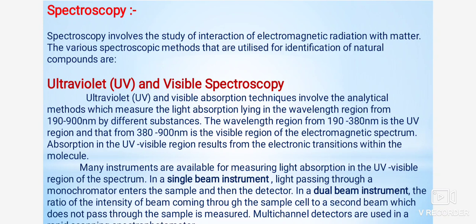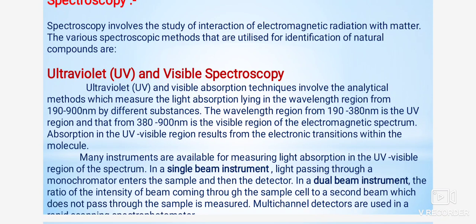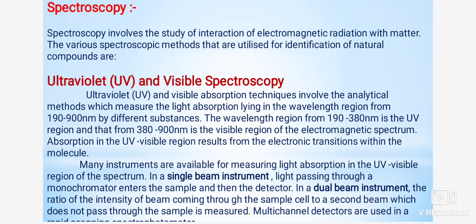Absorption in the UV visible region results from the electronic transitions within the molecule. Many instruments are available for measuring light absorption in the UV visible region of the spectrum. In a single beam instrument, light passing through a monochromator enters the sample, and then the detector. The next one is the dual beam instrument, in which the ratio of the intensity of the beam coming through the sample cell to a second beam which does not pass through the sample is measured.